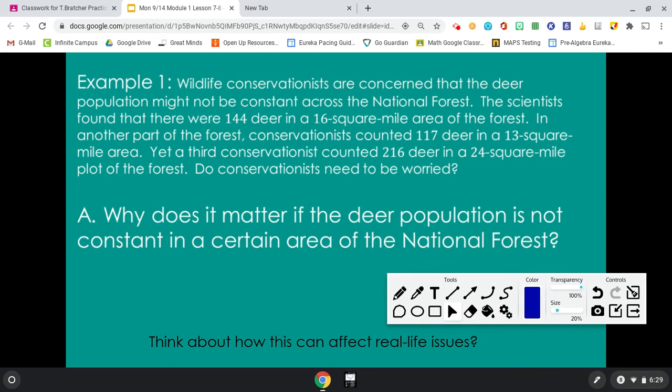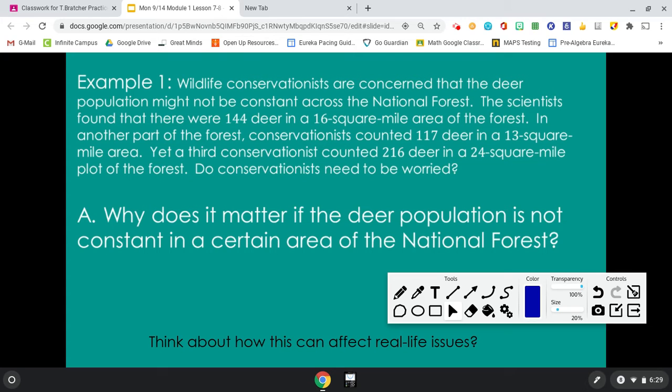So, example 1. It says wildlife conservationists are concerned that the deer population might not be constant across the national forest. The scientists found that there were 144 deer in a 16 square mile area of the forest. In another part of the forest, conservationists counted 117 deer in a 13 square mile area, yet a third conservationist counted 216 deer in a 24 square mile plot of the forest. Do conservationists need to be worried? So that's really a lot of numbers. It kind of gave us 3 areas to deal with.